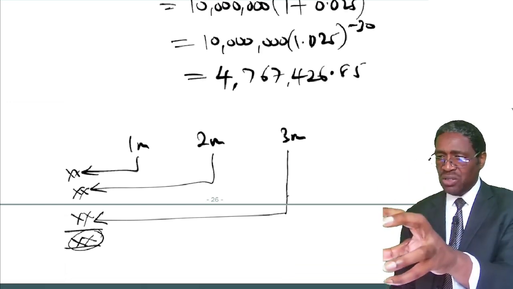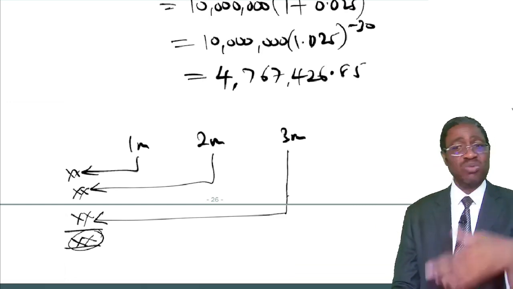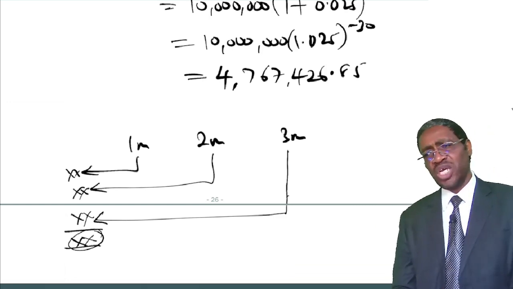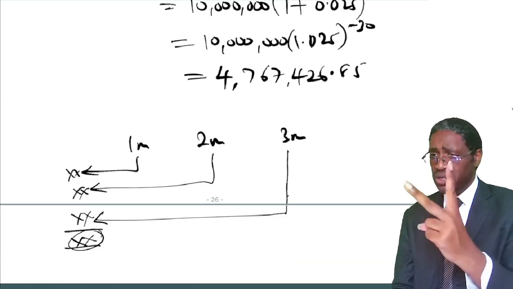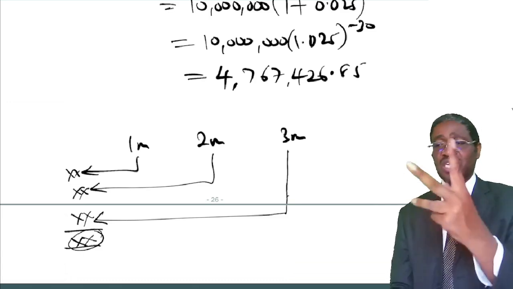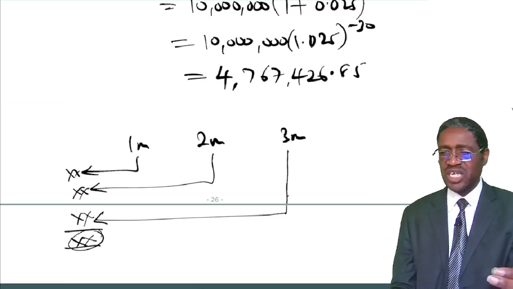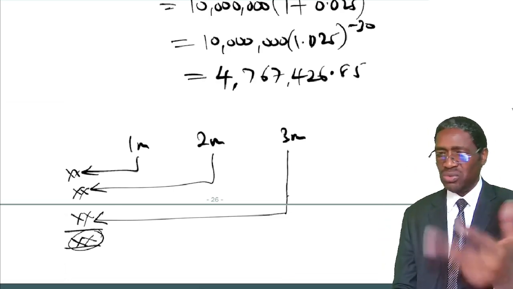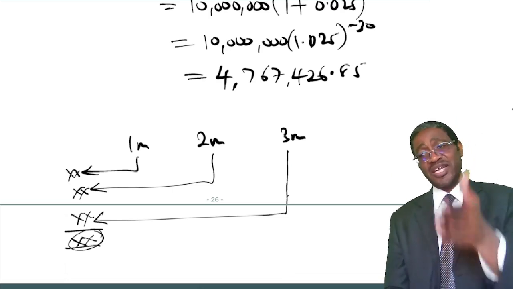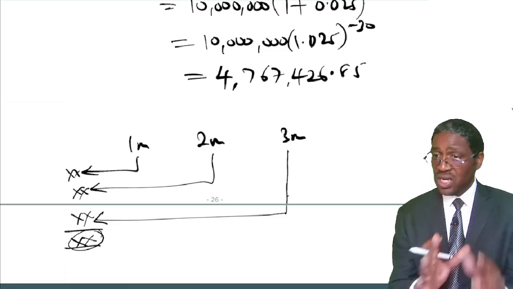1 year from now, you want to get 1 million. What should I invest now? Maybe it will be 600. 2 years from now, I want to get 2 million. What should I invest now? Maybe it will come to 1.2. 3 years from now, I want to get 3 million. What should I invest now? Maybe it will be 1 million. Whatever it is, that's what we're saying. Then you add all those. Get the present value of those future cash flows.